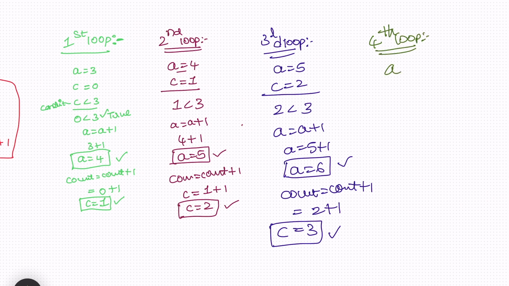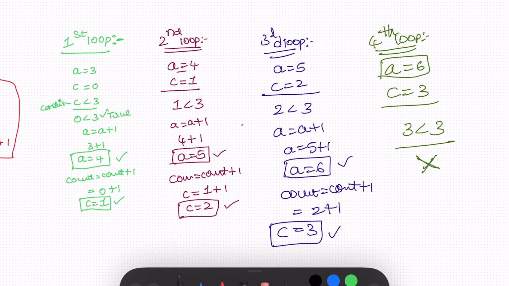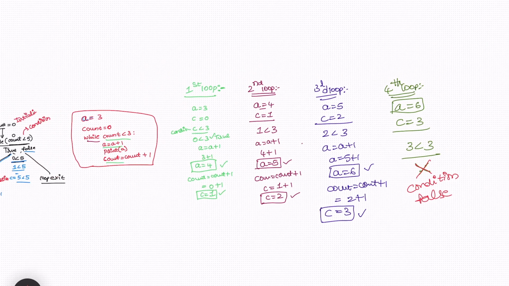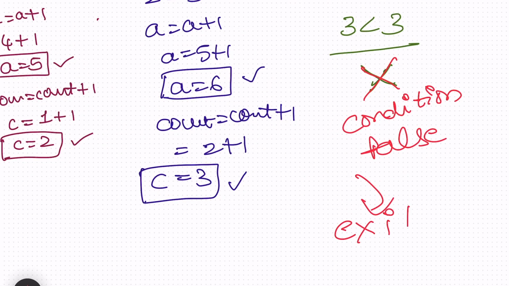So now what are the values we got in third loop? A is equal to 6 and C is equal to 3. Now it will check the condition again. 3 is less than 3? No. So as 3 is not less than 3, the condition is false and the loop will come out. The loop in the fourth loop will exit.